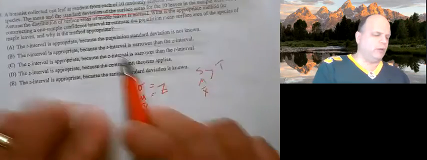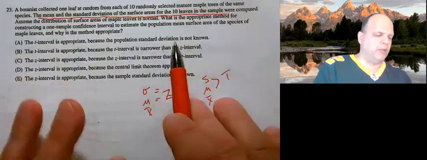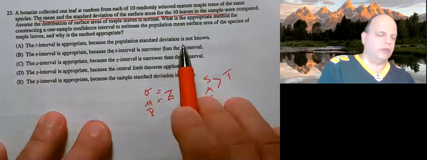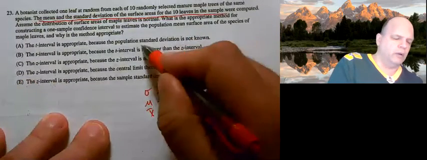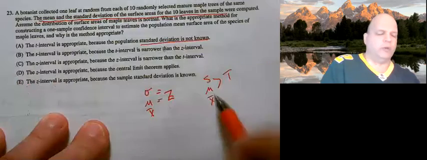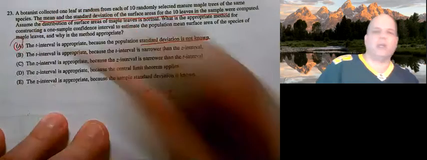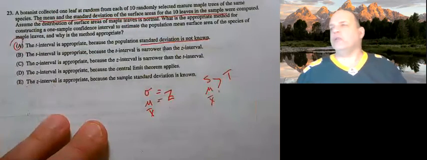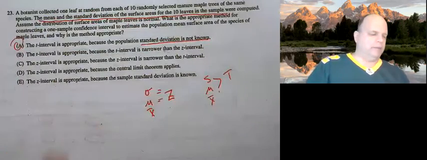So T interval is appropriate because the population standard deviation is not known. And we know it's not known because we use the sample. All right, so the answer to 23 is A.